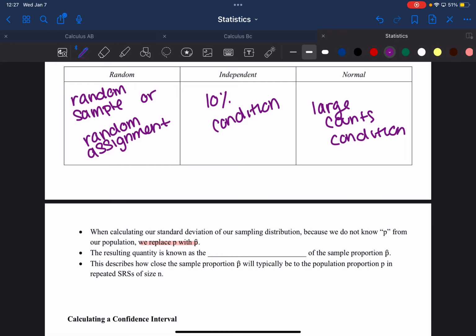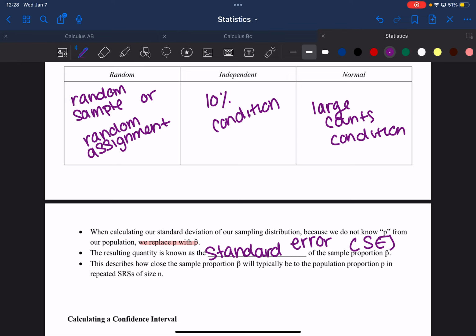The resulting quantity is known as... I should probably say that first sentence. When calculating our standard deviation, because we do not know p, and we're replacing p with p hat, there is an error that can happen, right? Because when we did ours, we got 0.65 when it really was 0.7. So we had about a 5% error there. That error is called a standard error. It's denoted by SE, standard error.